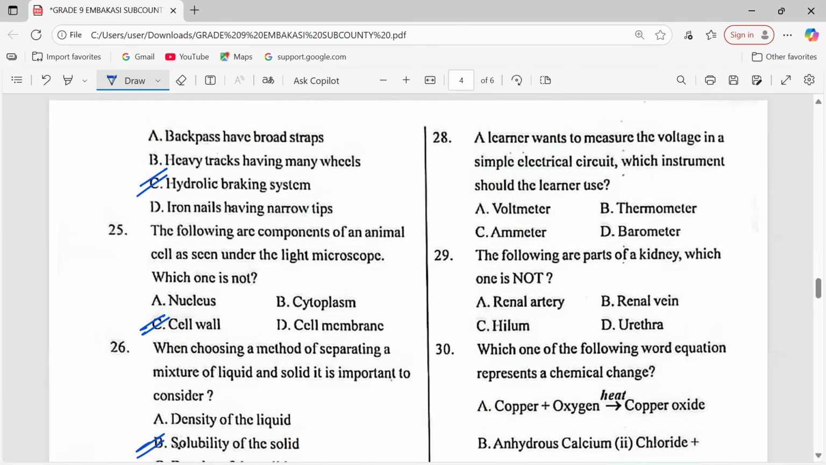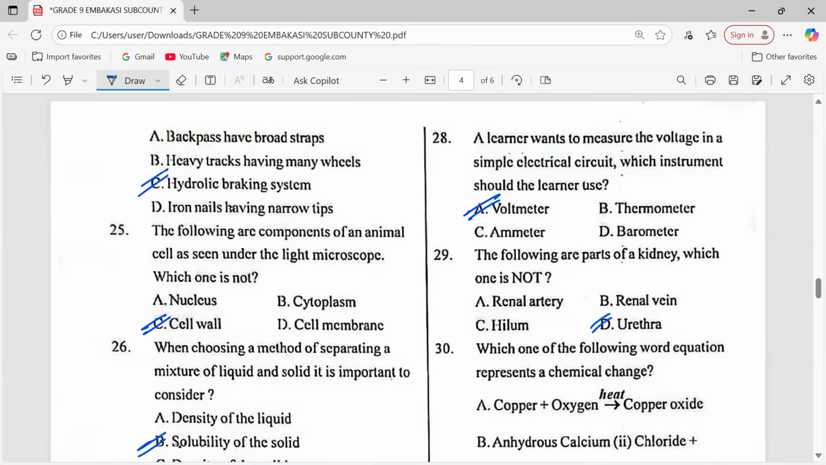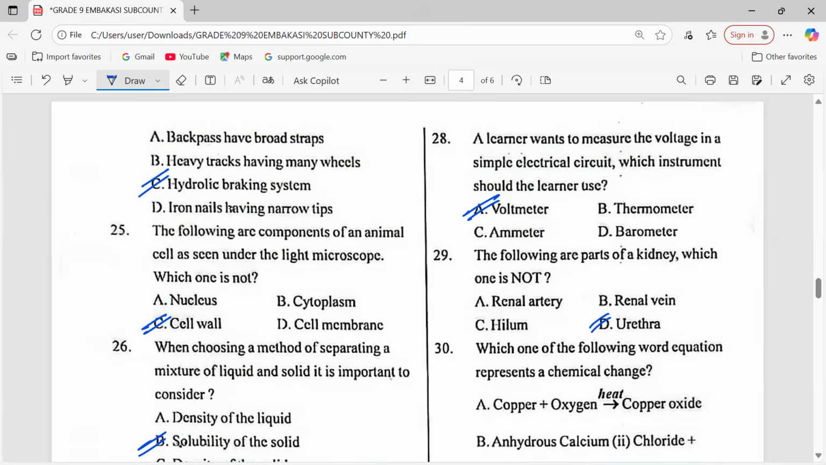Now, a learner wants to measure the voltage in a simple electric circuit. Which instrument should the learner use to measure voltage? So we'll talk about a voltmeter showing voltage. But the following are parts of a kidney. Which one is not? We have the renal artery, renal vein, urethra, ileum, and that is urethra. Urethra is an independent part of the excretory system, but not part of the kidney. So it is the odd one out here.